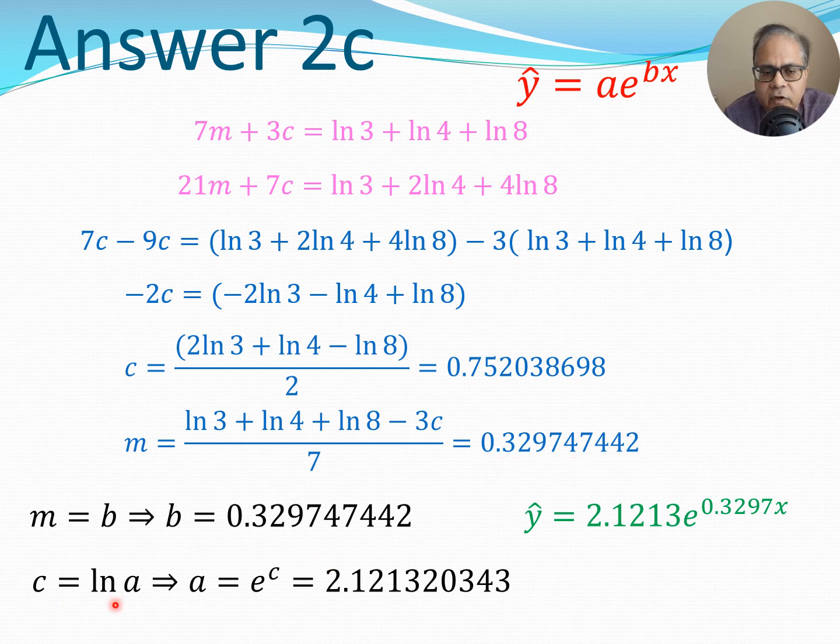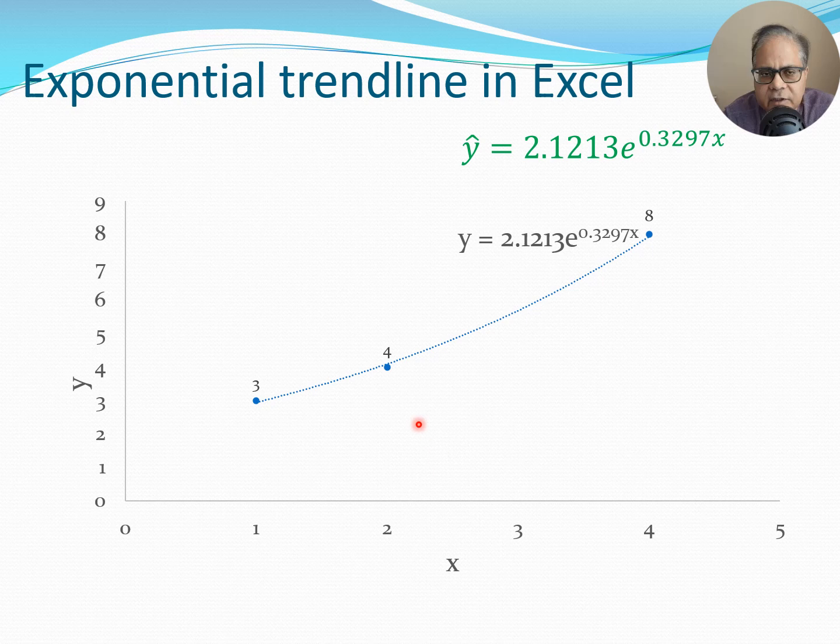And remember C was log A and A was e to the power C. So I can calculate e to the power C from my calculator, and C is given here. So I get 2.12132. So this is the solution. Y hat is 2.1213 e to the power 0.3297x.